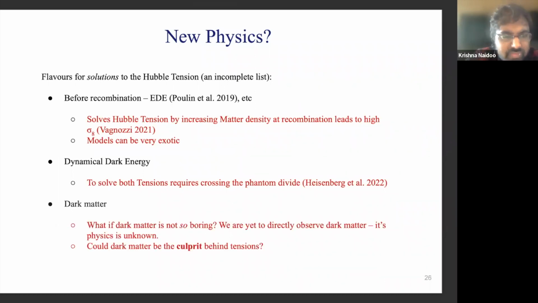So what I've been thinking about is really if dark matter is a culprit. The reason why I think dark matter is interesting in this context is because we often assume dark matter is very boring in lambda CDM. It just sits there, gravitates, helps all our galaxies come together, but other than that, it doesn't really do anything. But we've never observed it, so its physics is unknown, and it could be that dark matter is what's really the culprit behind these tensions.